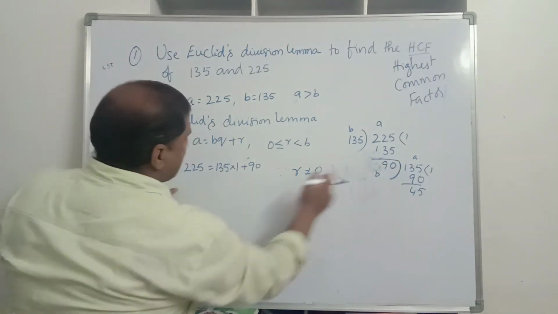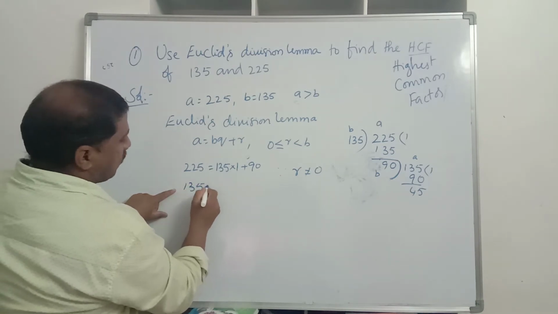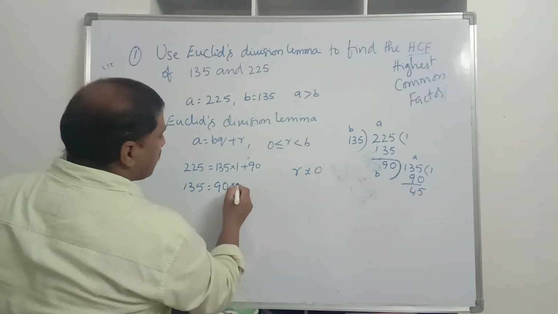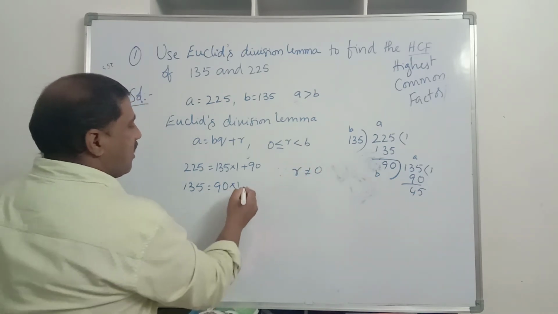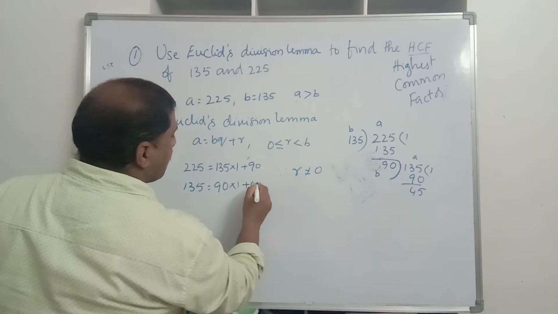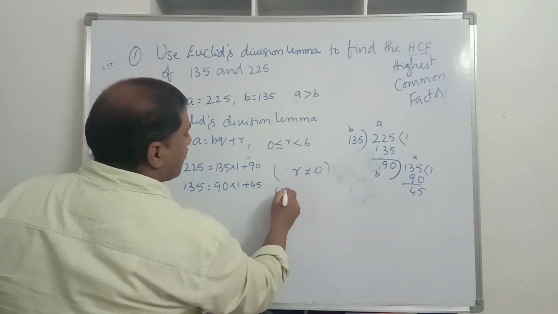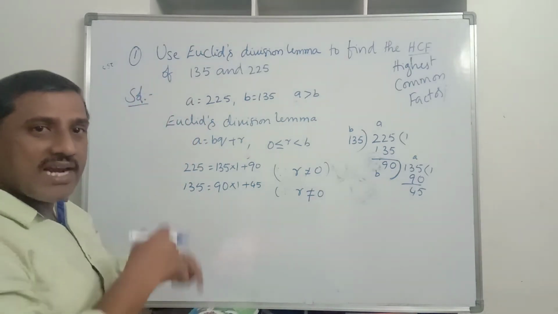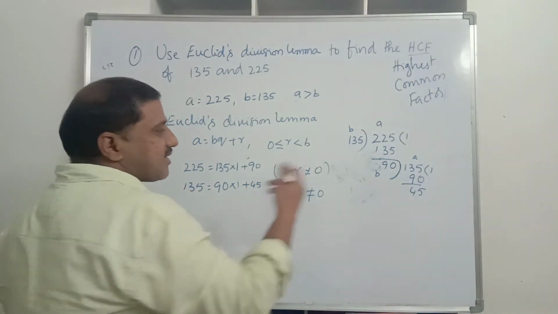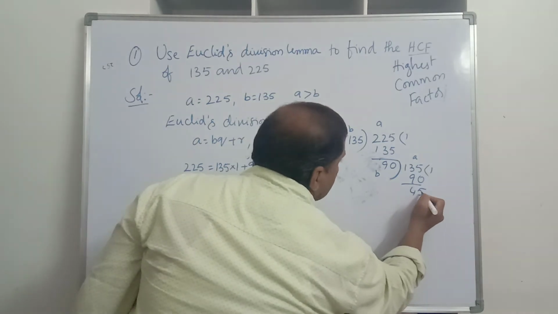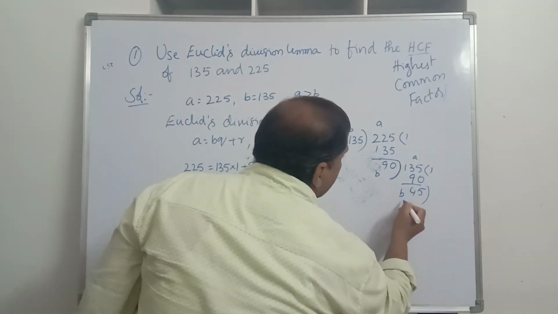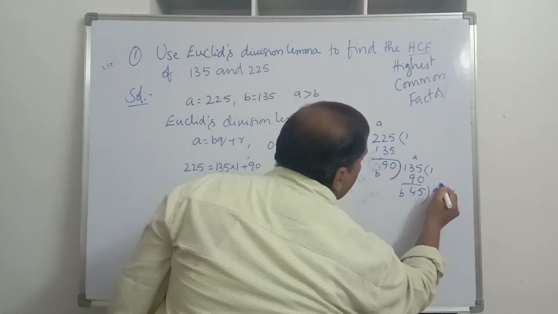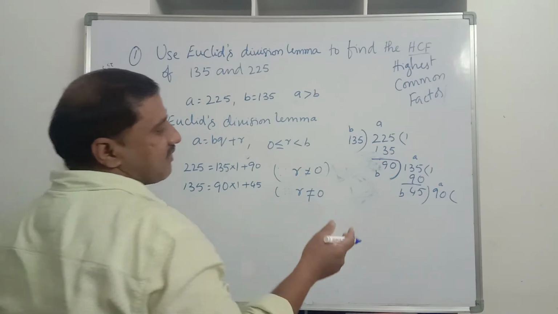Therefore, here a is 135, b is 90, into quotient q equal to 1, plus remainder, again 45. Since again the remainder is not equal to 0, and the remainder is 45, you continue to the next step. For the next step, this 45 will act as the b, that is the remainder, and the divisor 90 will act as the dividend, which is a.